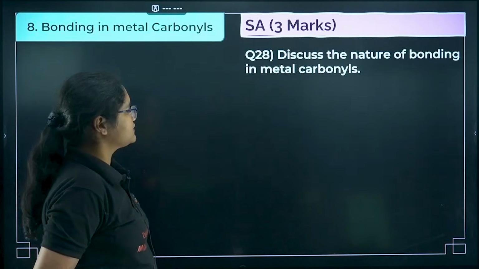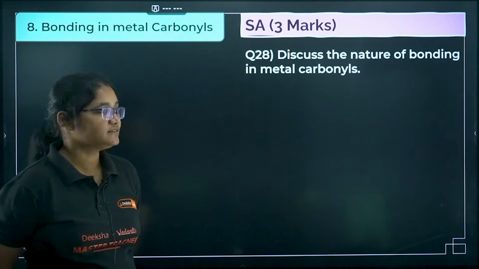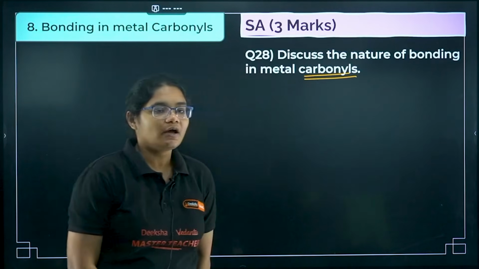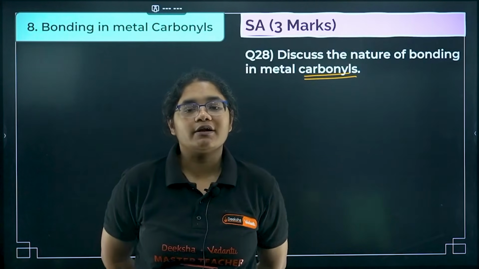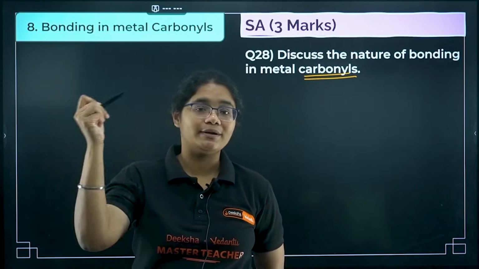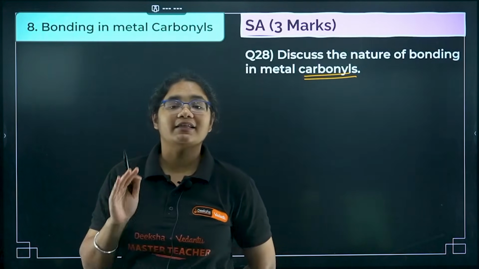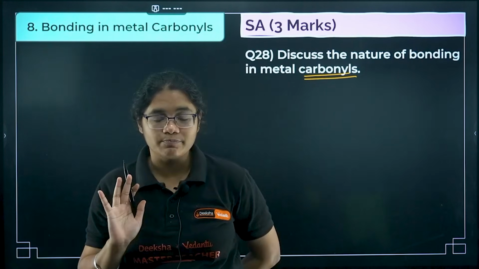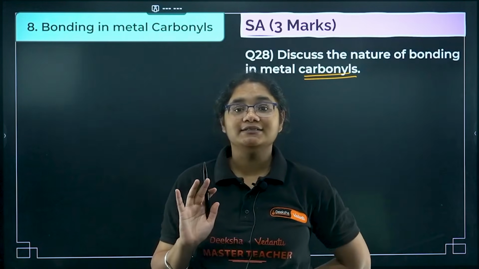Next question, discuss the bonding in metal carbonyls. Now see, carbonyls have a very special structure. In all coordination compounds, the metal-ligand bond is formed where the ligand donates electrons to the metal, forming a coordinate bond. But in the case of carbonyls there is something special.